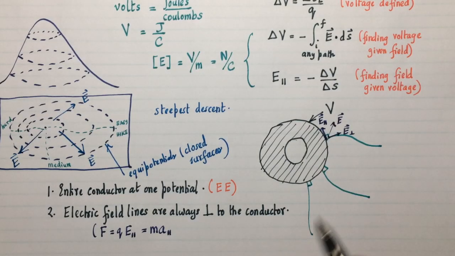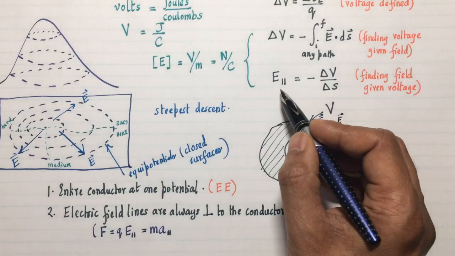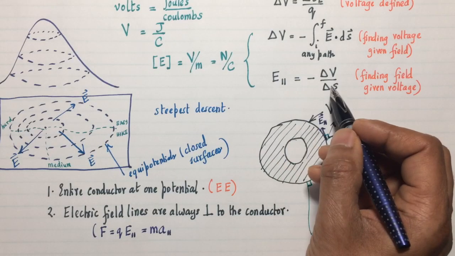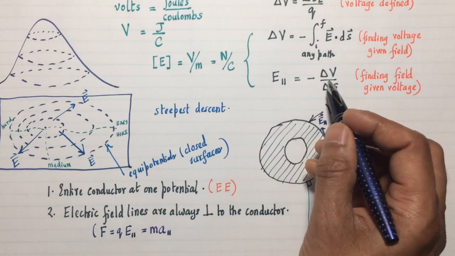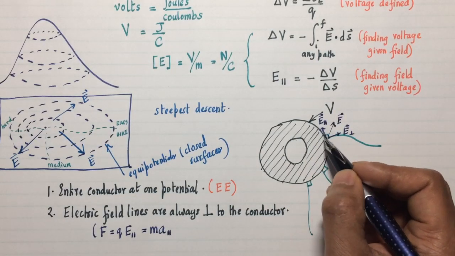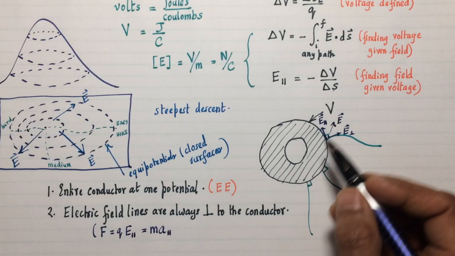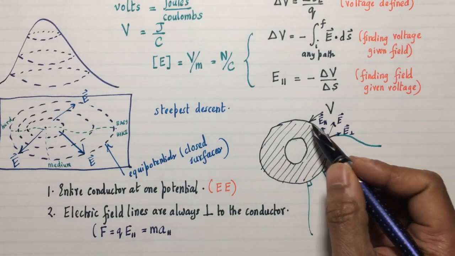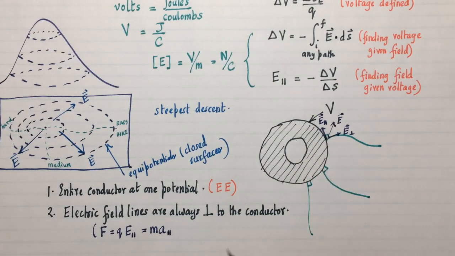component. Another way to look at this argument that you cannot have E parallel is to simply look at this equation. E parallel is equal to the change in voltage over the change in displacement. If I had a change in voltage, that will again violate the first principle, because it says there is no change in voltage on the surface of the conductor.